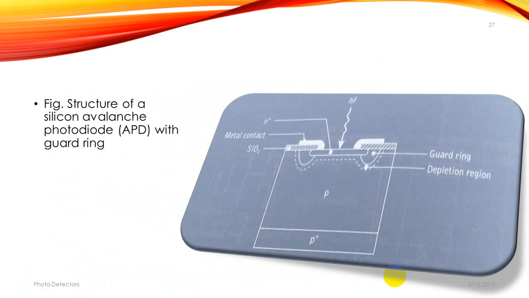So next we have the structure of a silicon avalanche photodiode (APD) with guard ring. In addition, excessive leakage at the junction edge can be eliminated by the use of guard ring. So this is the main use of the guard ring structure. At present, silicon, germanium and indium gallium arsenide APDs are generally available with this guard ring.